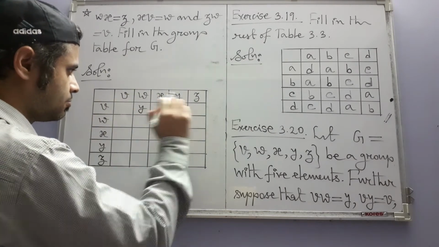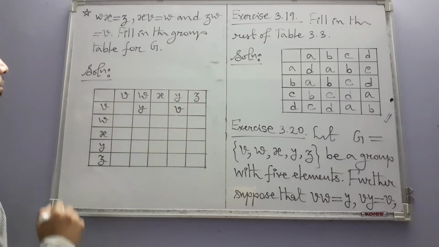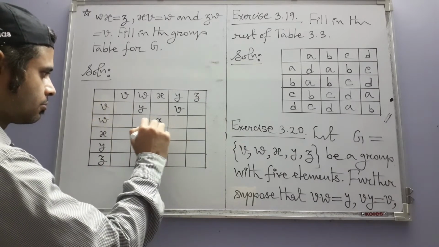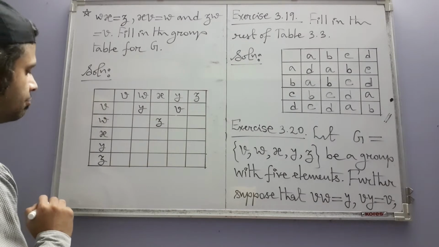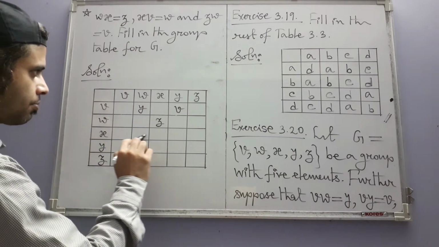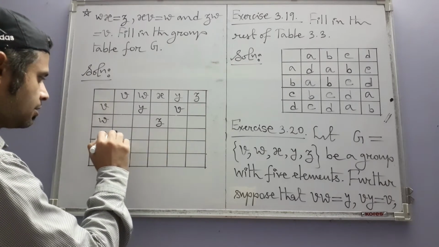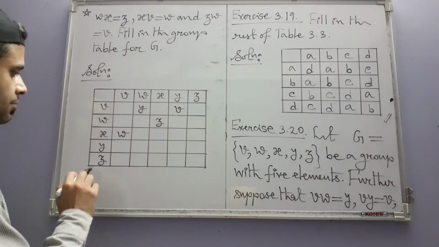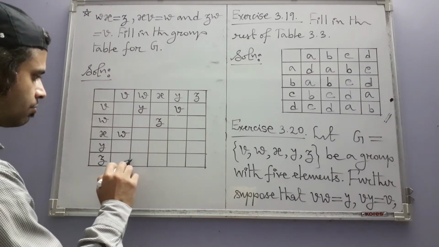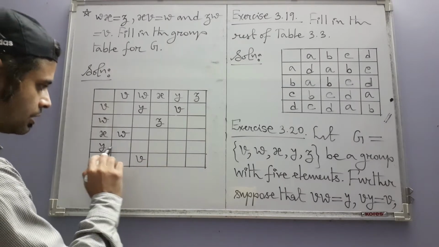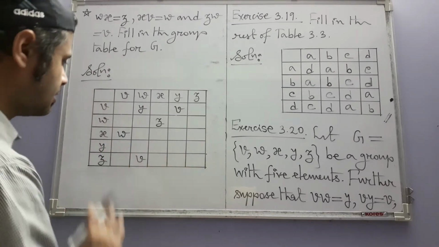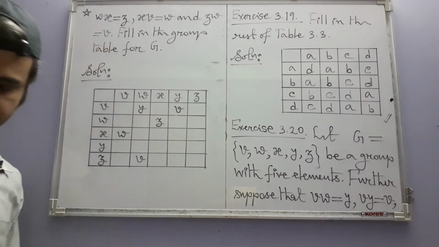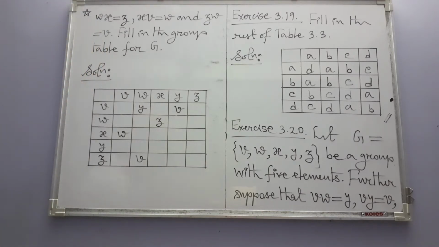WX is Z, XV is W, oh here itself, and ZW is V. Oh, so this row is not given, nothing is given in this row. So let us start our process.